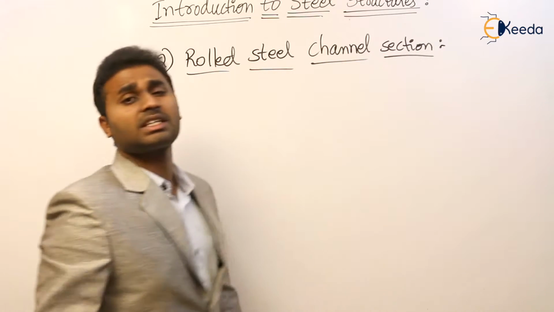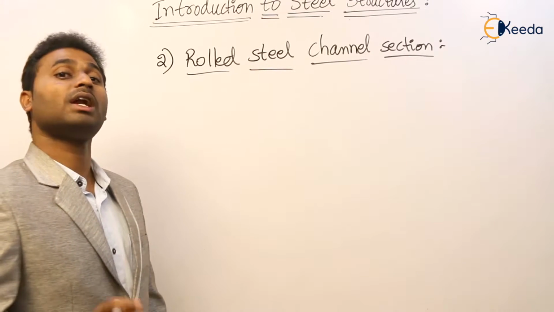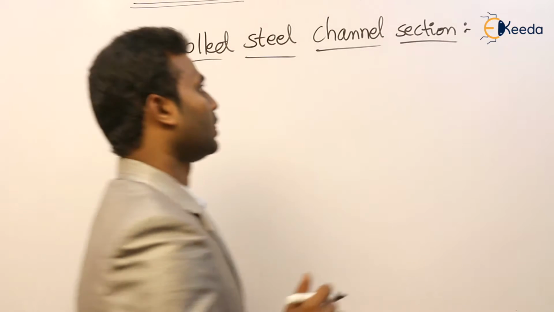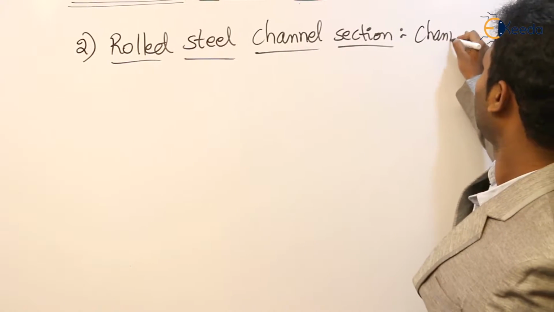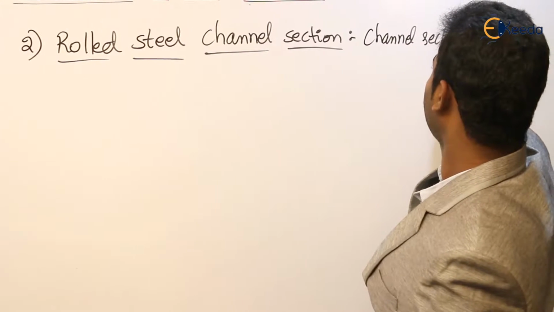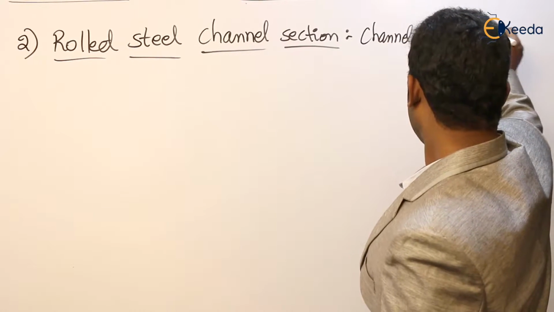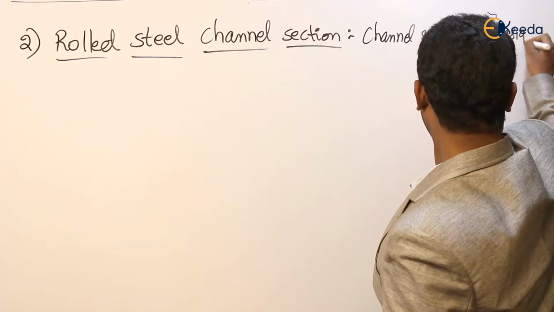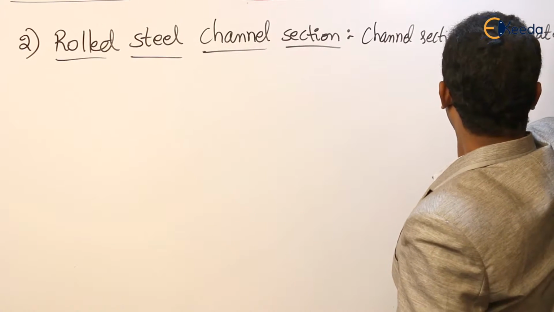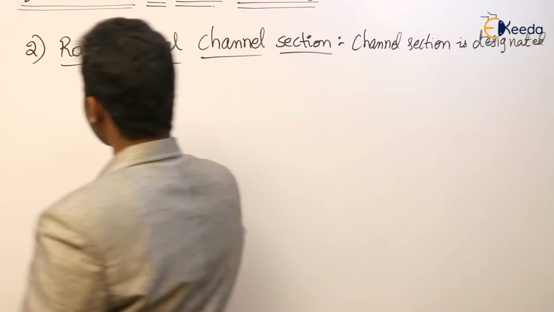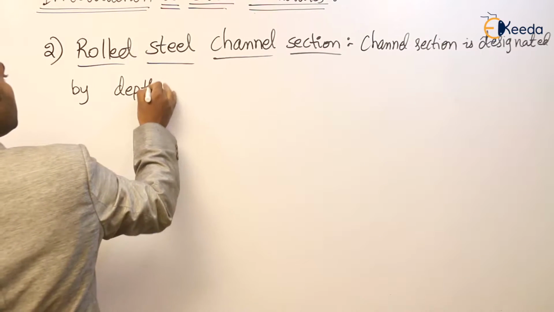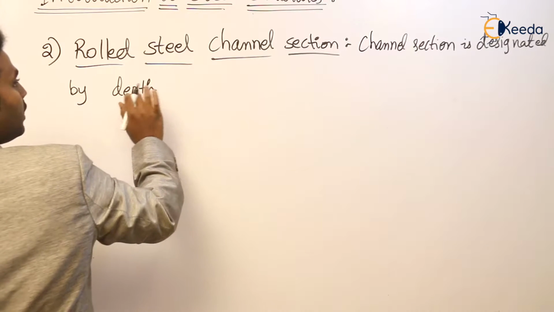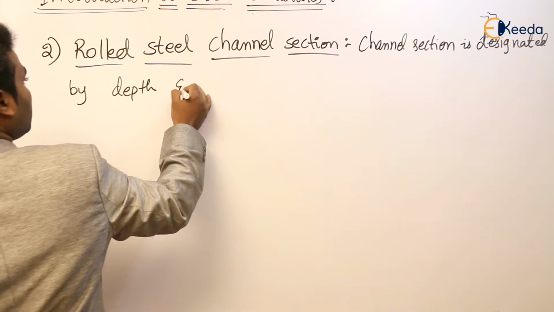The channel section is also designated by its overall depth and weight, the same way. The channel section is designated by its depth, that is overall depth, meaning the top to bottom distance, and by its weight.